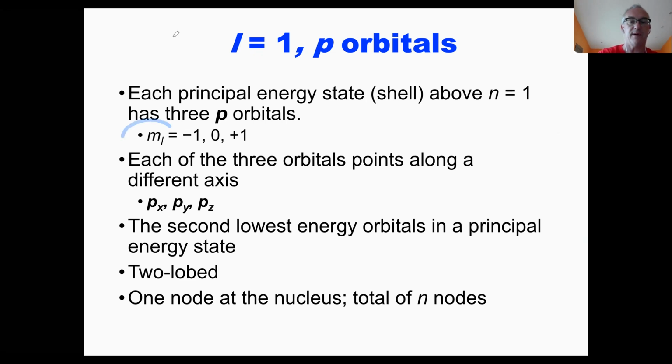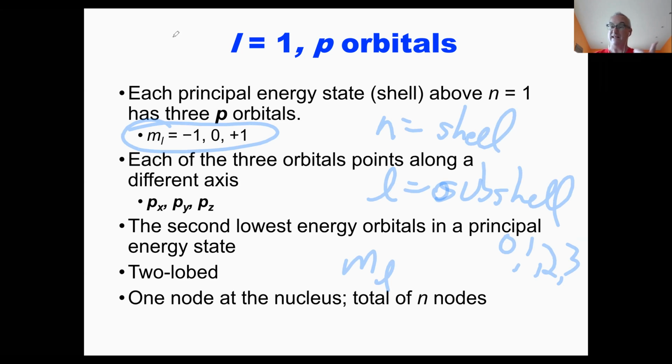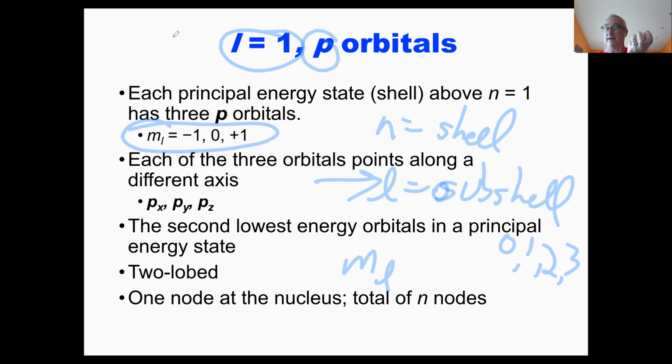So m sub L, if you remember, that is the name of the orbitals themselves. So N is the shell. L is the subshell, S, P, D, or F. So that will be 0, 1, 2, or 3. And m sub L tells us exactly where in that subshell it is. And we get it by looking at L. And so since P is 1, we can immediately figure out how many places there's got to be, how many orbitals there are based on this number.